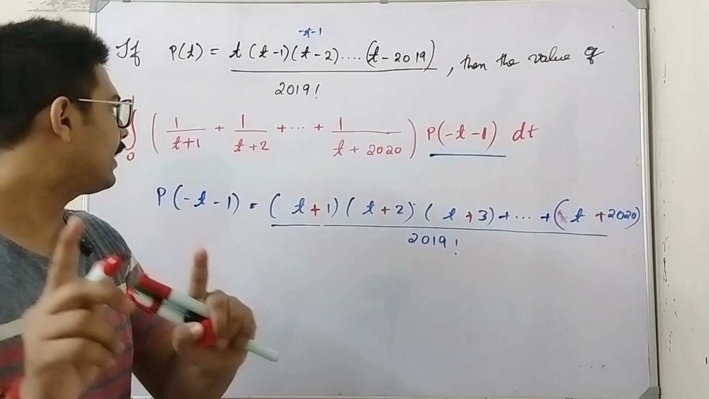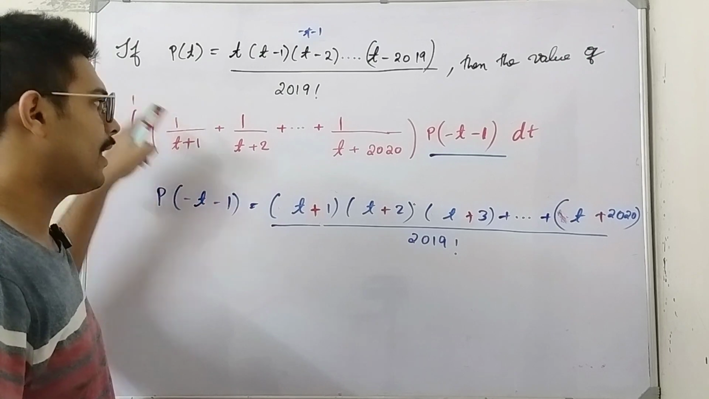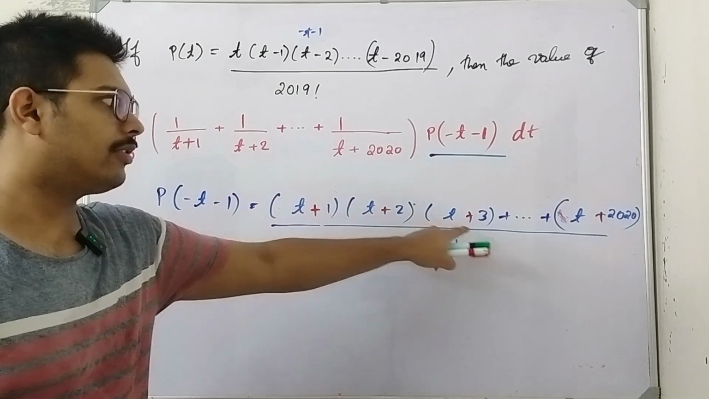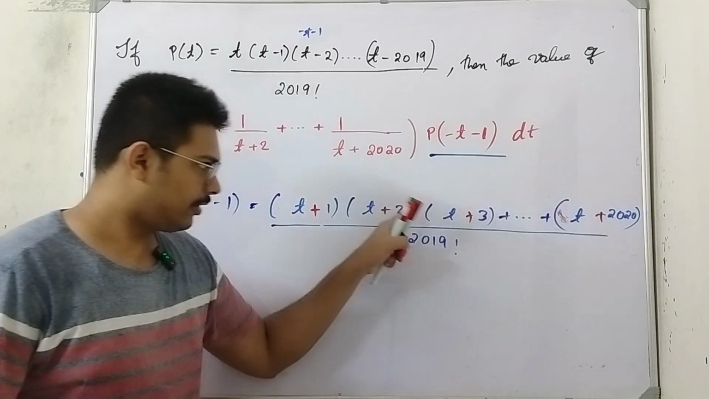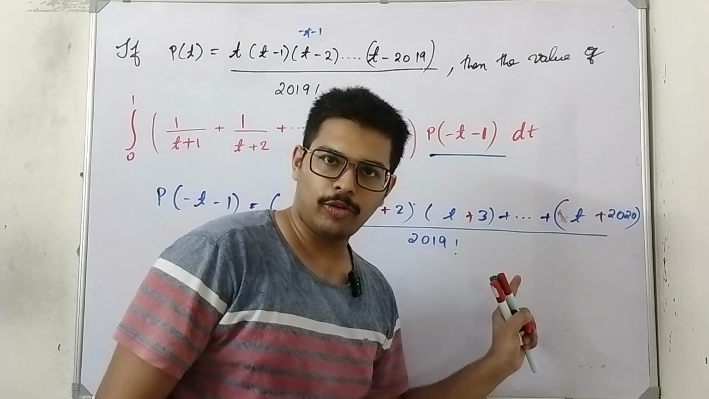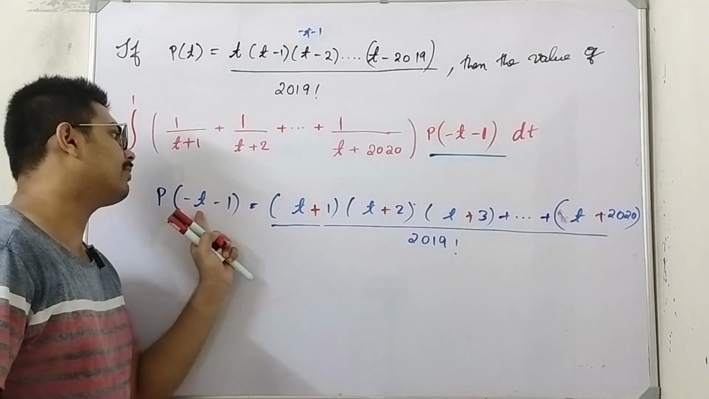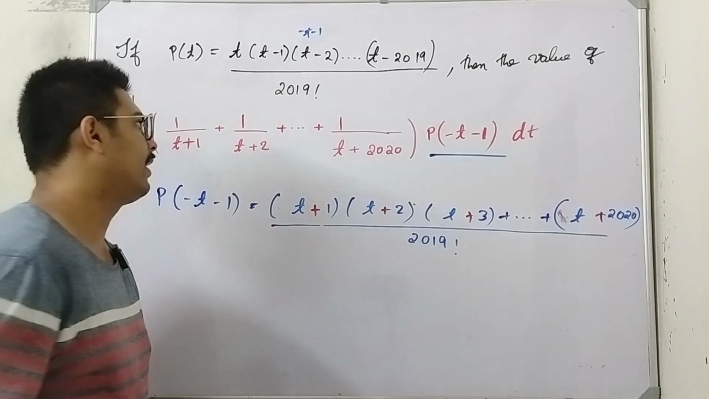Now, we are only integrating this value from 0 to 1. Is t plus 1 positive in 0 to 1? Yes, t plus 1 is positive, t plus 2 is positive, and the numerator and denominator are both positive, which means P of minus t minus 1 will be a positive value.